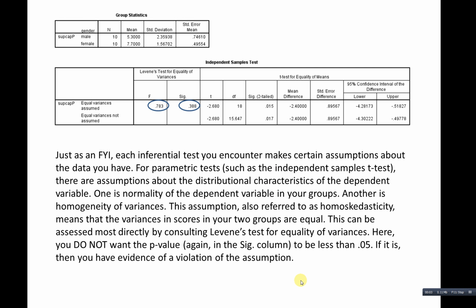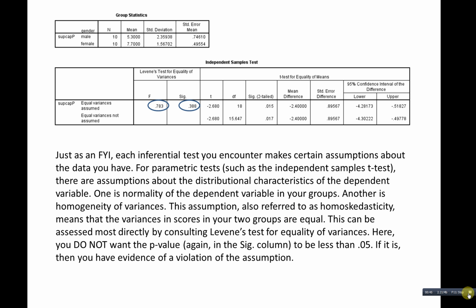So continuing with our illustration of the independent samples t-test, it's important to note that inferential statistical tests make certain assumptions about the data that you have. For parametric tests, such as the independent samples t-test, there are assumptions about the distributional characteristics of the dependent variable. One is normality of the dependent variable in your groups, and another is homogeneity of variances of scores in your two groups. This latter assumption is referred to as the homogeneity of variance assumption, or the assumption of homoskedasticity.